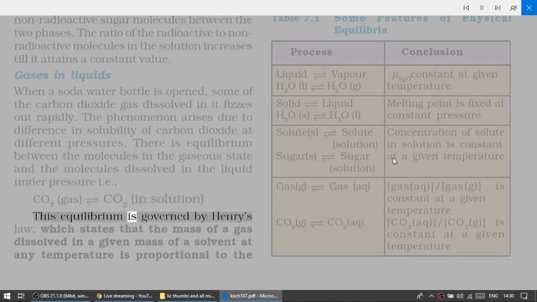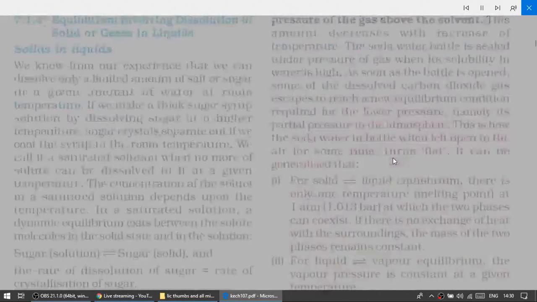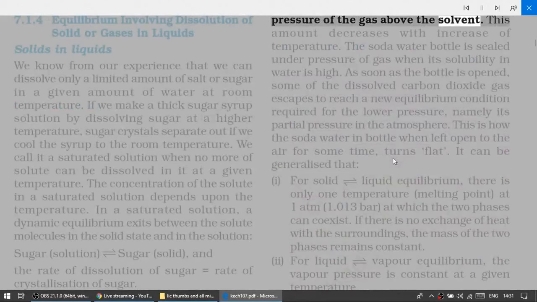This equilibrium is governed by Henry's law, which states that the mass of a gas dissolved in a given mass of a solvent at any temperature is proportional to the pressure of the gas above the solvent. This amount decreases with increase of temperature. The soda water bottle is sealed under pressure of gas when its solubility in water is high.